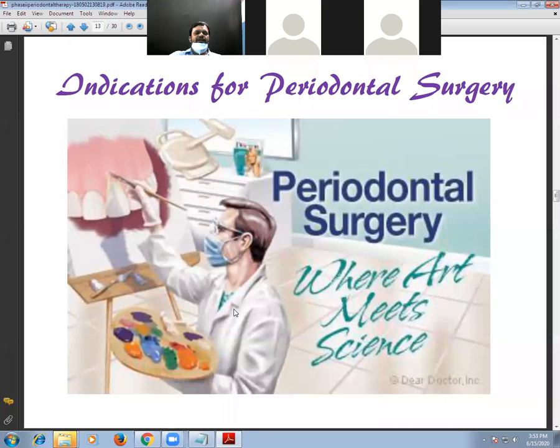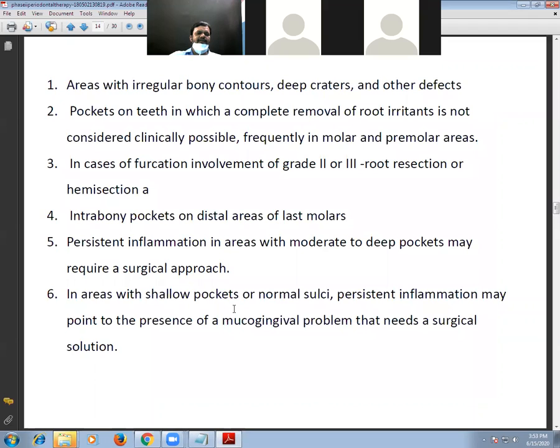Coming to the indications of periodontal surgery. The first indication is areas with irregular bony contours, deep craters, and other intrabony defects. So areas with irregular bony contours, deep craters, and various intrabony pockets. These are the patients who are indicated for periodontal surgery.